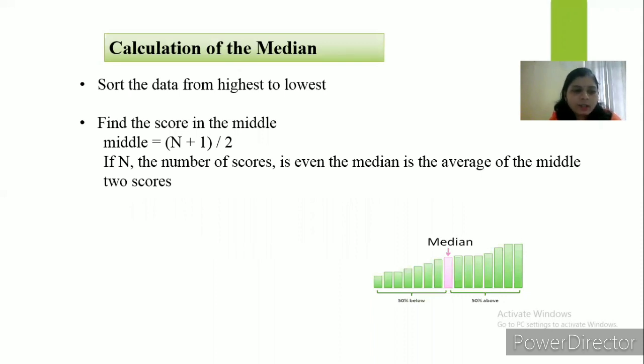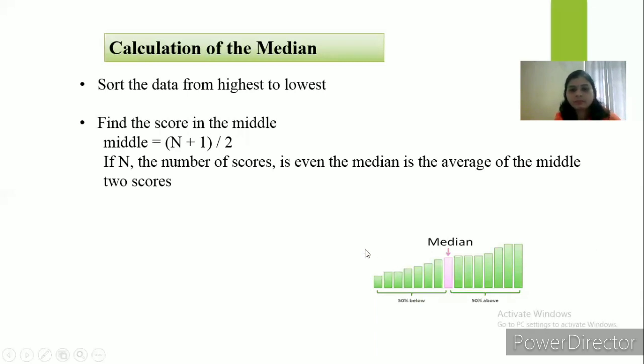Then how to calculate the median? It is very easy to calculate the median. Sort the data from highest to lowest, or lowest to highest. Then find the score in the middle. That is, the middle is equal to (n plus 1) divided by 2, where n is the number of scores. If n is even, the median is the average of the middle two scores.